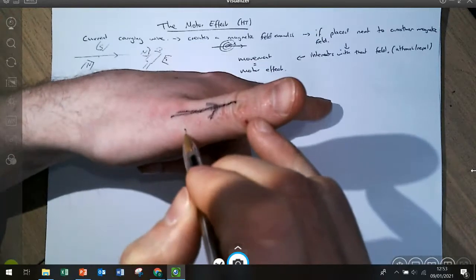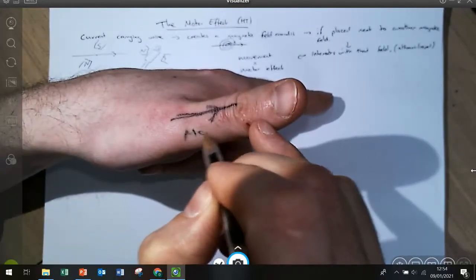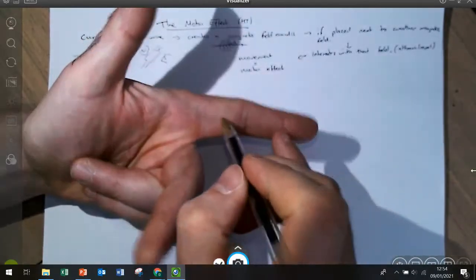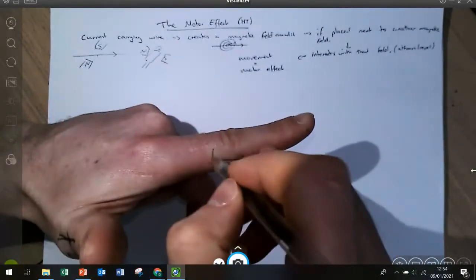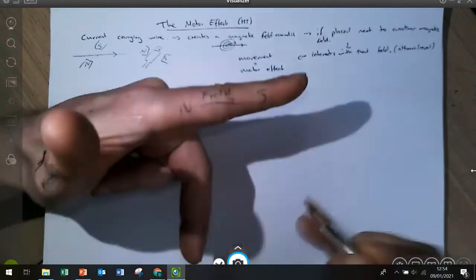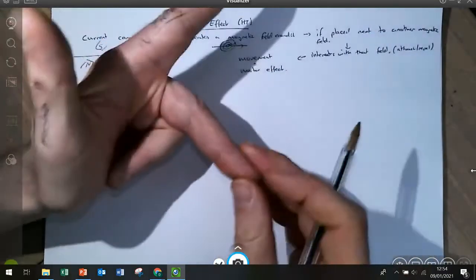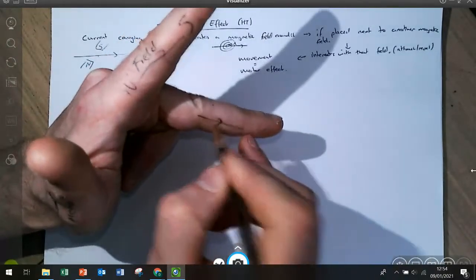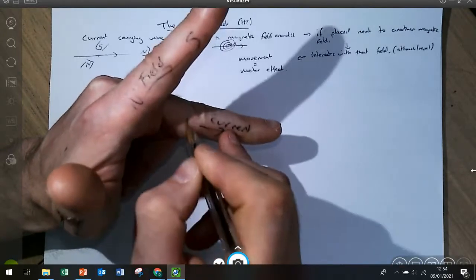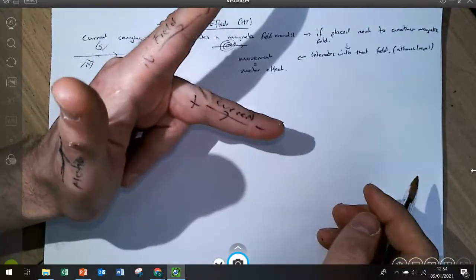The thumb is the motion or the force that is experienced by the wire. The first finger is the field, and the field, importantly, is north to south. And then the second finger is the current, and the current is always conventional current, so positive to negative.